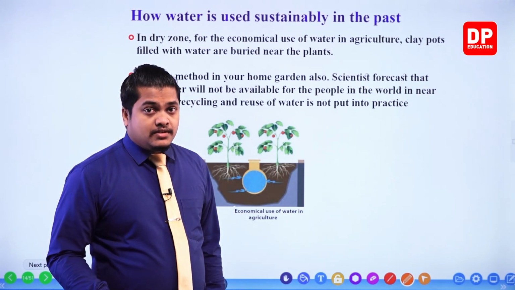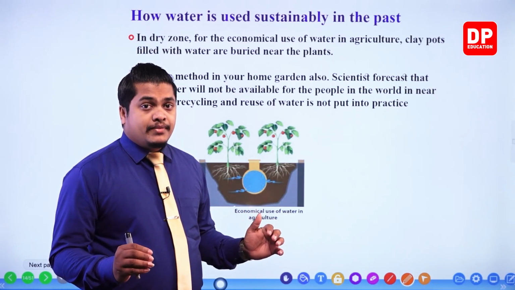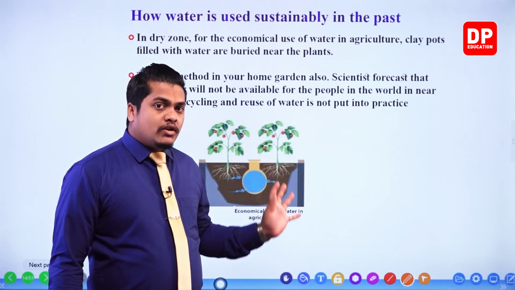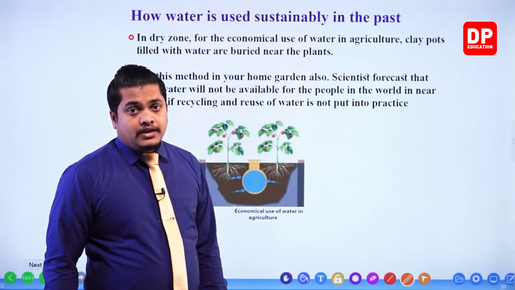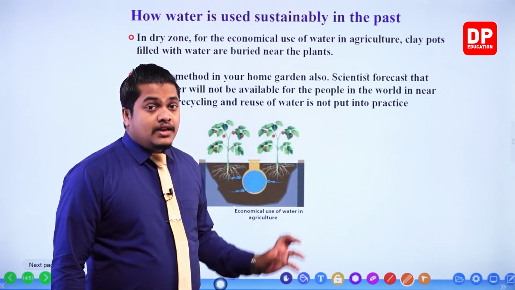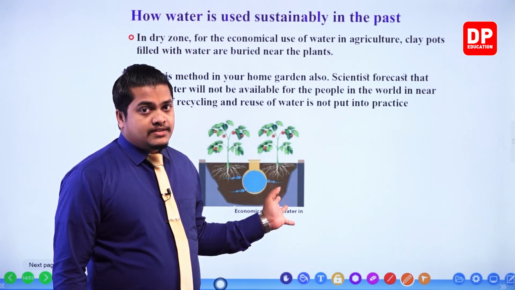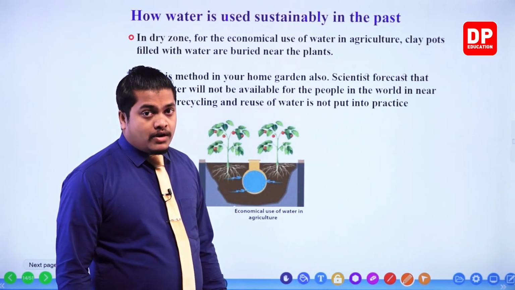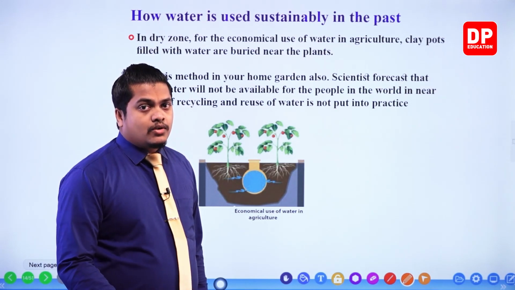Which means we can use a very little amount of water for a long time period to water the plants, like in the given picture here. If you water the plants by any other method, the wastage is going to be very high. So this is a very good sustainable practice in gardening and agriculture. In order to water the plants, we can utilize this. Try this at your home garden as well, near the plants, so that you can conserve water quite well.